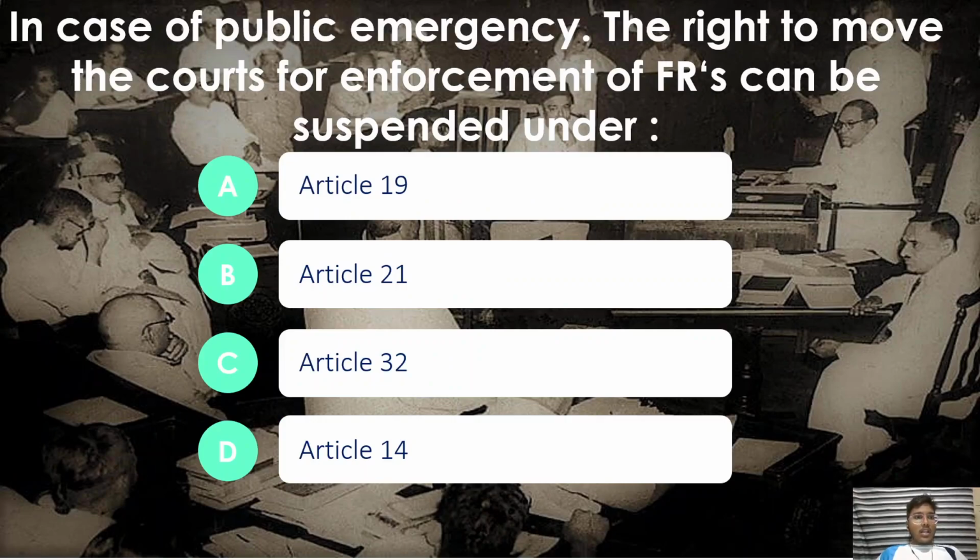The next question is, in case of public emergency, the right to move the courts for enforcement of fundamental rights can be suspended under which article, right? So option A is article 19, option B is article 21, option C is article 32 and option D is article 14. This can be quite confusing, my friends, but the answer is option C, article 32.